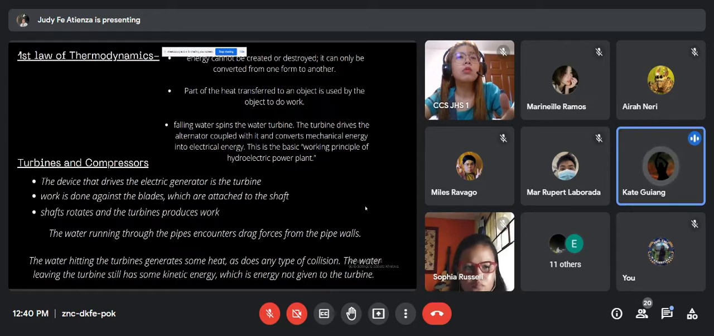The device that drives the electric generator is the turbine. Work is done against the blades, which are attached to the shaft. Shaft rotates the turbine and produces work. The water running through the pipes encounters drag forces from the pipe walls. The water hitting the turbines generates some heat, as does any type of collision. The water leaving the turbine still has some kinetic energy, which is the energy not given to the turbine.